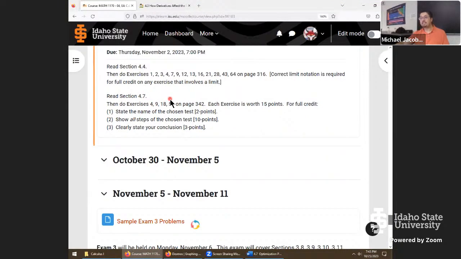So on problems 4, 9, 18, and 51, there's no direction where it says you have to use second derivative or you have to use first derivative. It's all up to you. But it's important to know which test you used. So that's what the first thing is here. Just say what test you're using when you're solving the problem.